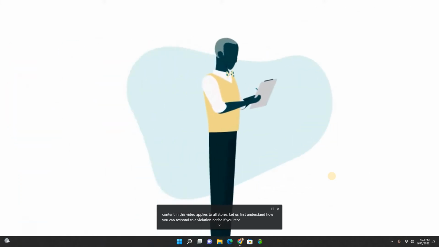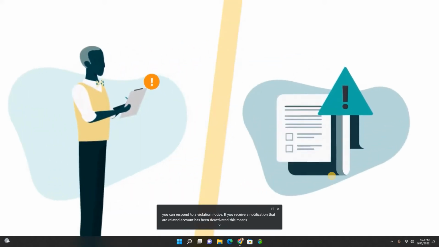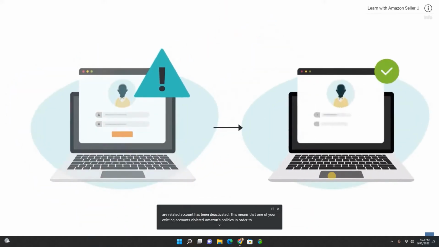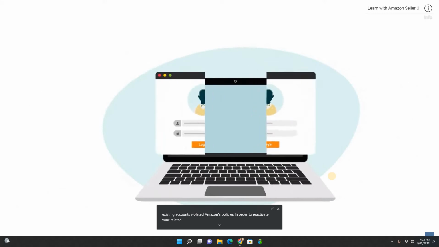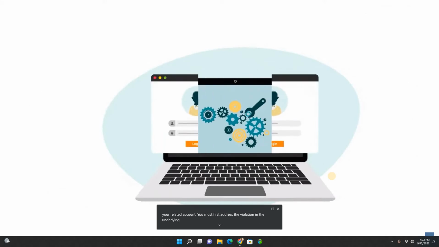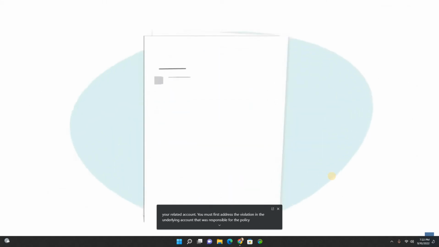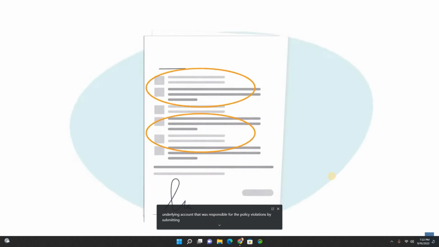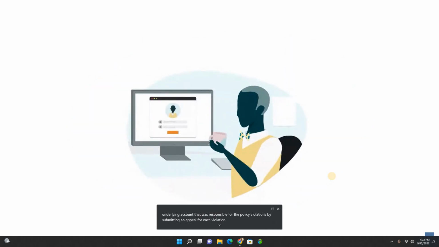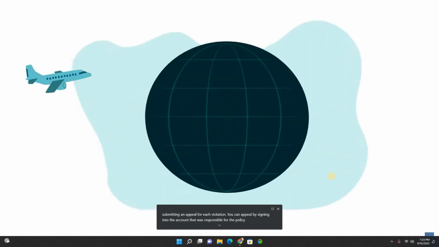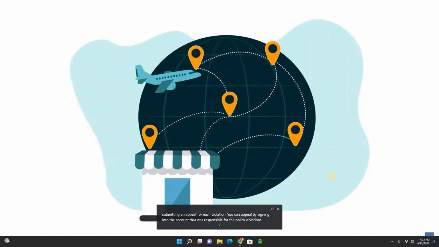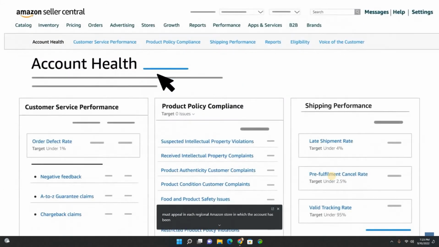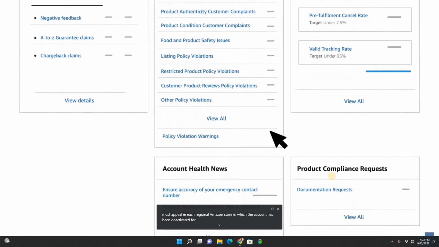If you receive a notification that a related account has been deactivated, this means that one of your existing accounts violated Amazon's policies. In order to reactivate your related account, you must first address the violation in the underlying account that was responsible for the policy violations by submitting an appeal for each violation. You can appeal by signing into the account that was responsible for the policy violations. You must appeal in each regional Amazon store in which the account has been deactivated for the policy violation. You can submit your appeal by accessing your account health dashboard.